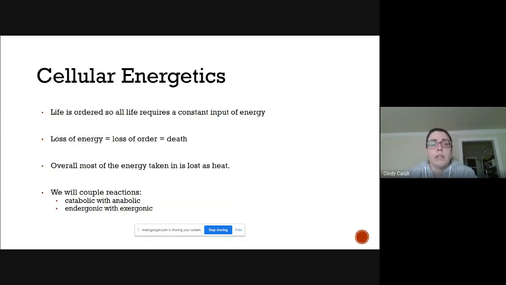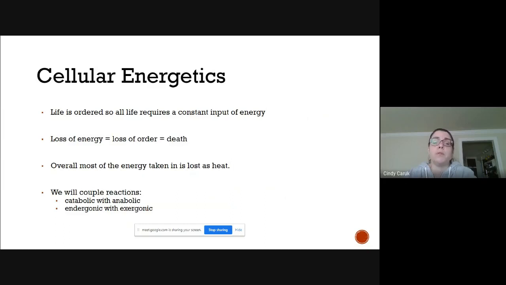Cellular energetics, we know life is ordered. And in order to have order, you have to constantly put in energy. And so if you do not have energy, you're going to lose your order, and that's going to result in death. So not to break our laws of thermodynamics, though, we have to lose most of our energy as heat.